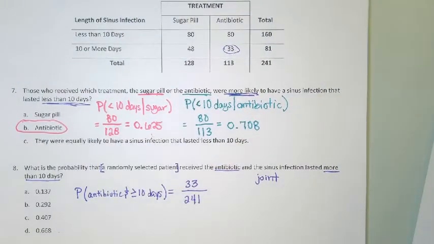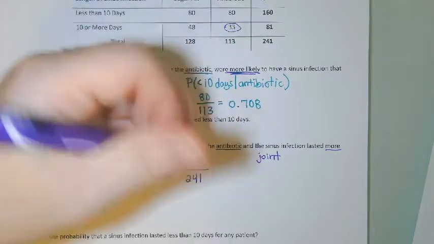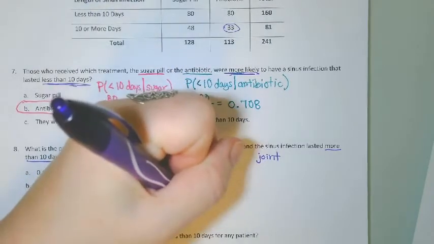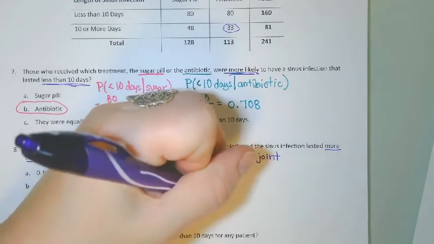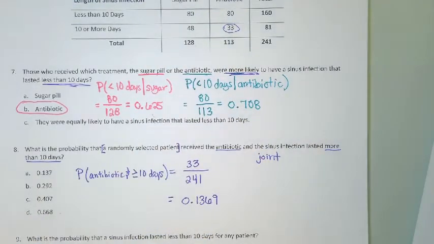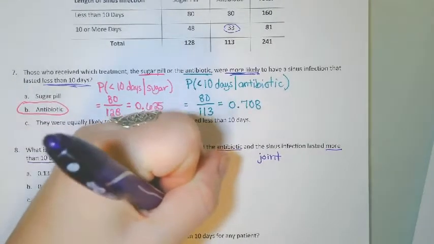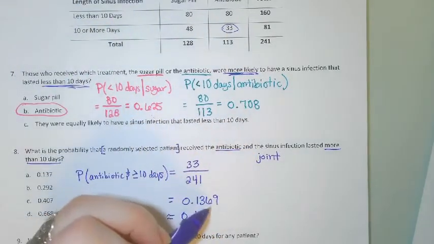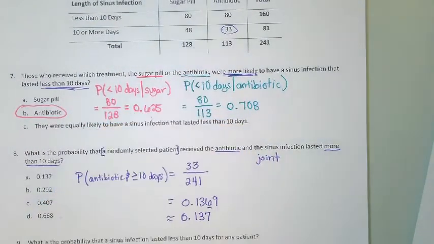Okay, so now all's left to do is type that into our calculator. 33 divided by 241. And that equals 0.1369. Our answer choices are all rounded to 3 decimal places. So if I had to round the last of the 3, we'd be looking at the 6, which is going to round up because of that 9 behind it.